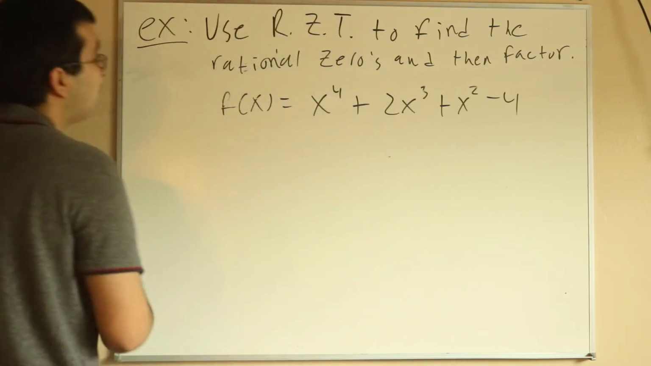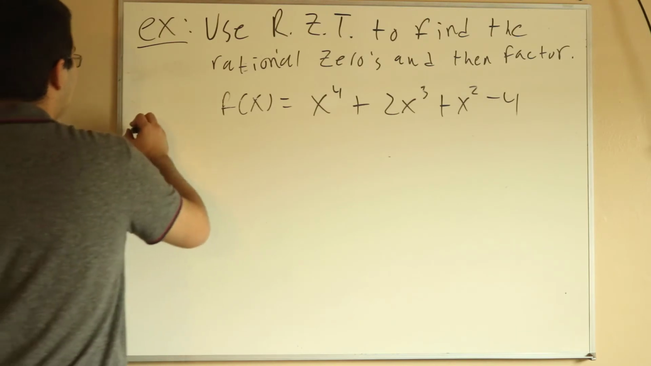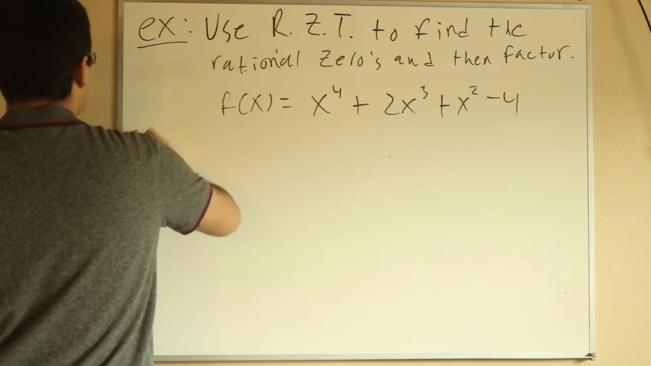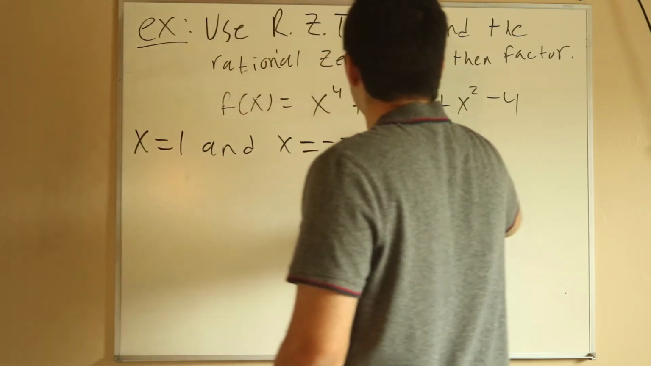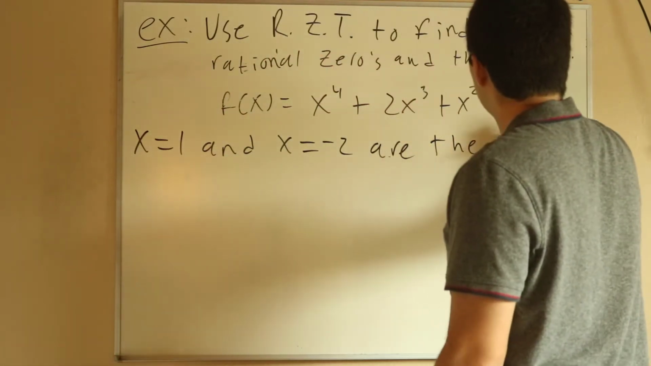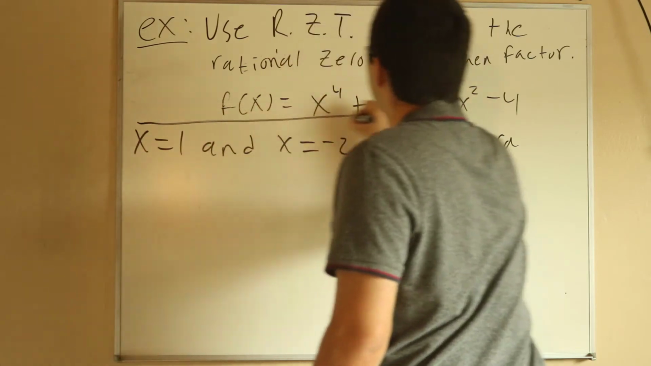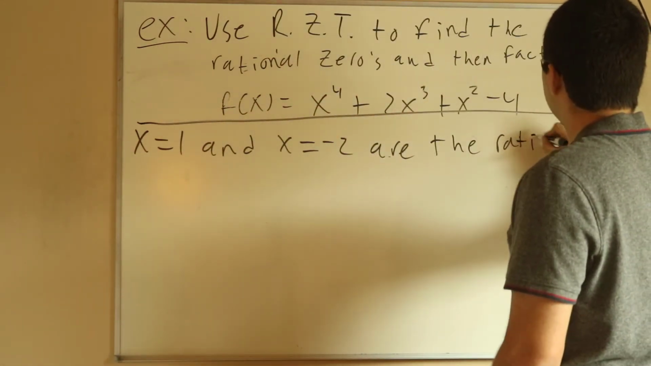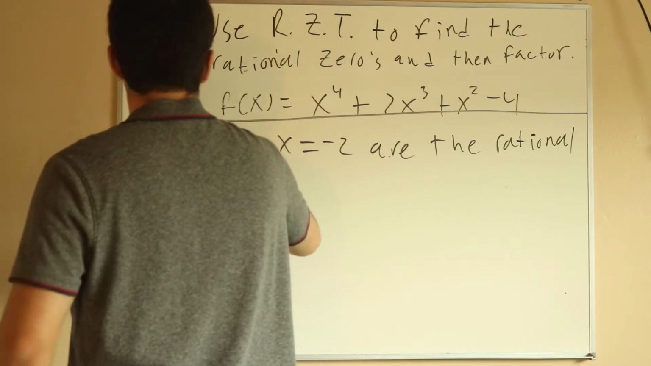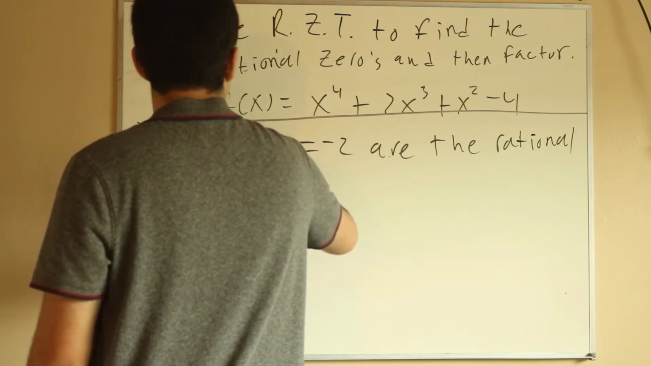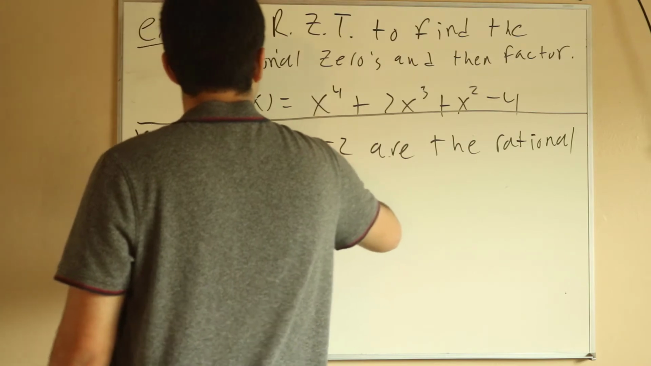So we've finished the first half of this problem. We have identified that x equals 1 and x equals negative 2 are the rational zeros for this function.